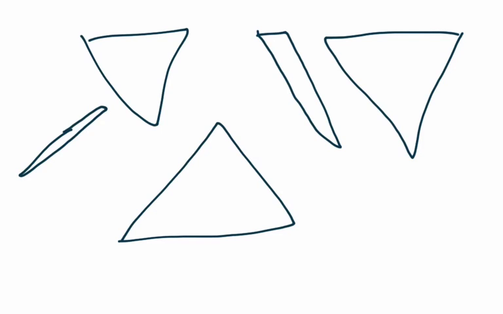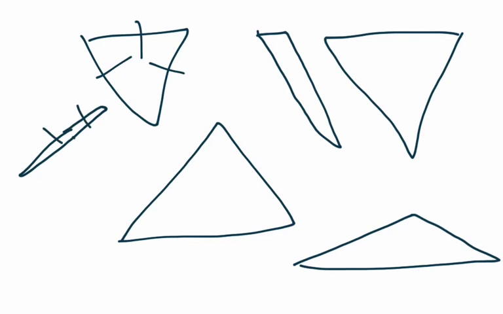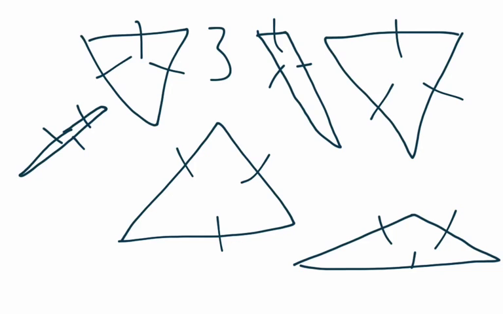That one wasn't very good. Let me try what I was trying to do there. There we go. Alright, three sides. 1, 2, 3. And that's what the term triangle means. Tri means three, so it's three sides.